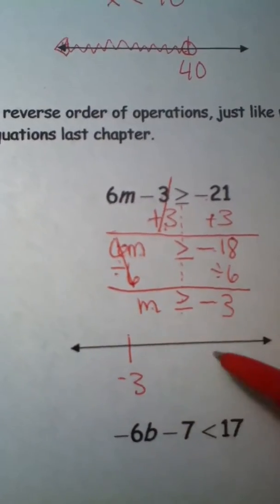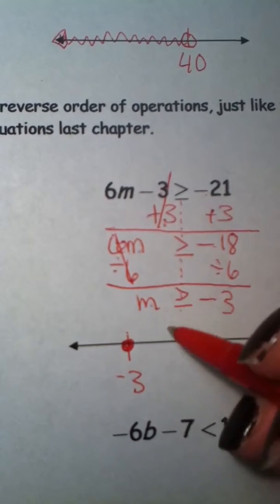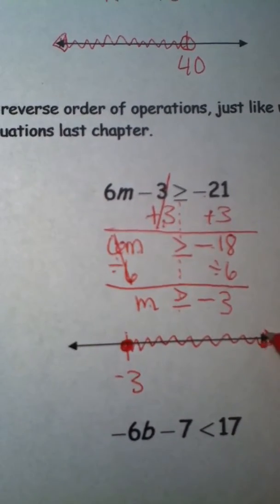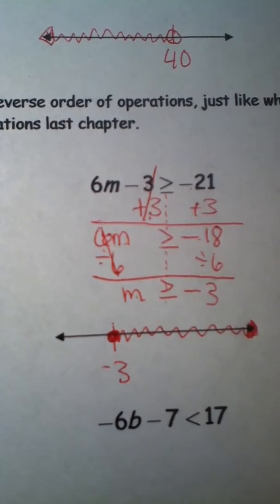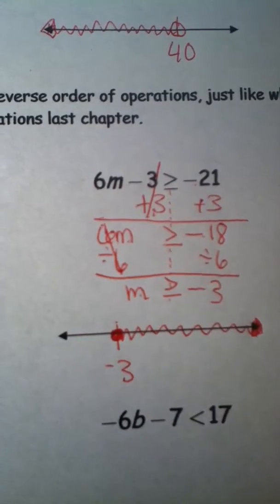Here's my negative 3. Closed circle. M needs to be greater. It needs to be bigger than. So we go to the right, increasing to the positive side.